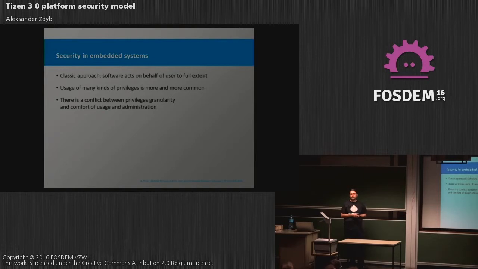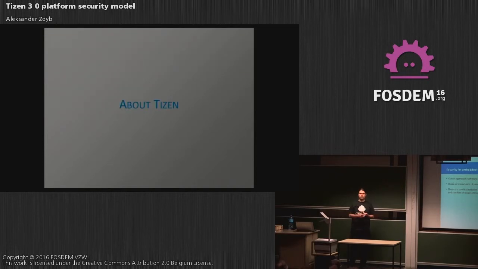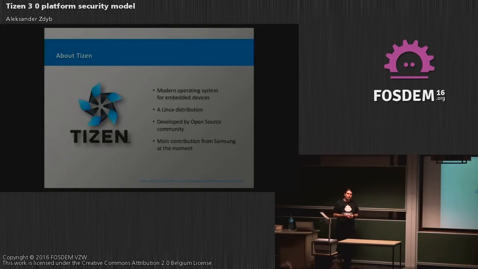There is some conflict around the granularity of these privileges. For example, if you want to restrict access to contacts, maybe reading contacts, editing contacts, and so on, there is a conflict between the usage and the administration of such devices. So, this model was originally designed for the Tizen operating system.